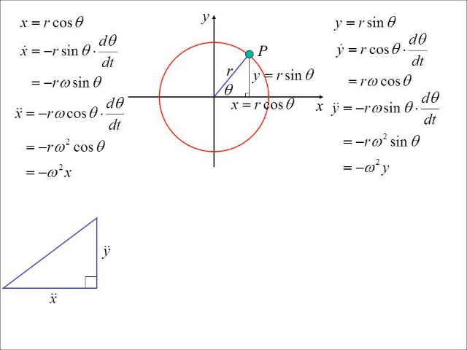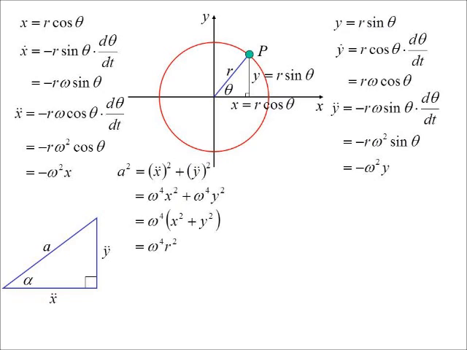Alright, I have my two components for acceleration. Let's draw up a triangle so we can work out the overall acceleration. So you use a bit of Pythagoras, and we end up with omega to the power of 4 times x squared plus y squared, but x squared plus y squared, our circle, is equal to r squared. So there it is. Acceleration is r omega squared. So should they ever ask us to do something, that's how I would approach it. I would start with the parametrics, start with the displacement, and then you can show that r omega squared.